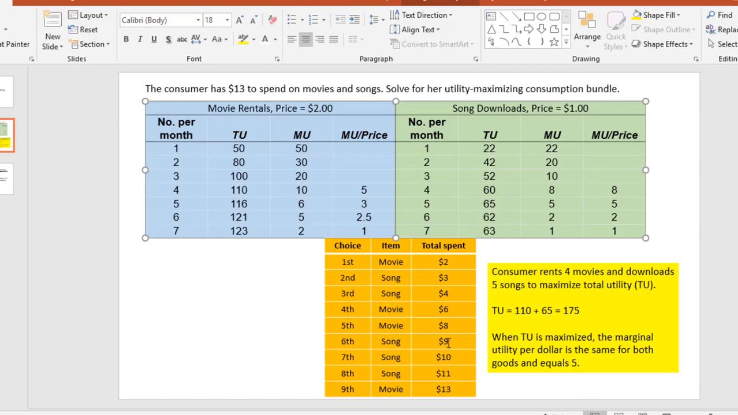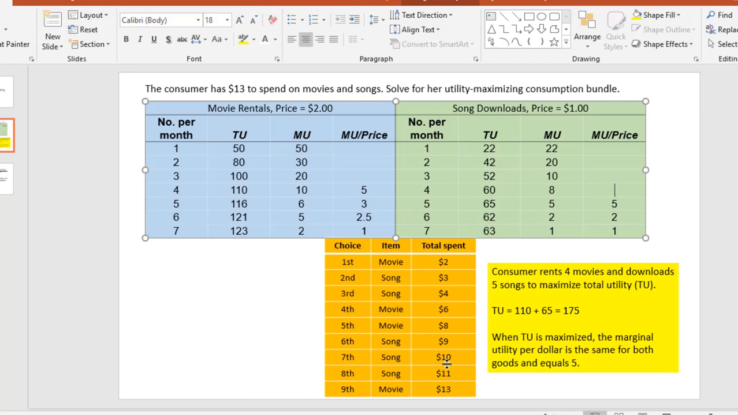Okay, our next choice is, we can get a song or we could get a movie, and it looks like the song gives us a little bit more marginal utility per dollar, so we're going to go ahead and get another song download. Delete that. So right now we spent $10 and still have a total of $13 to spend.